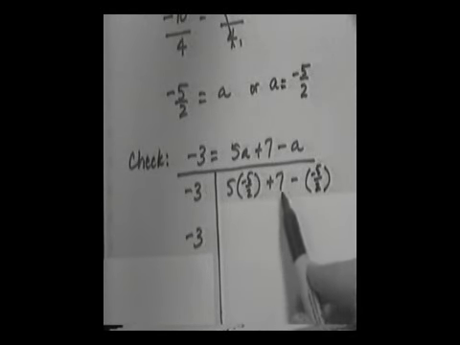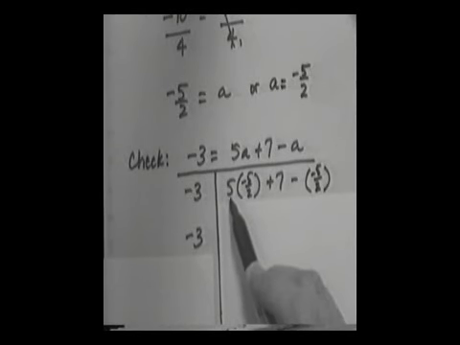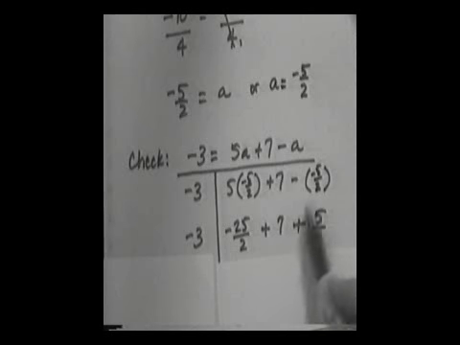The left-hand side is simply -3. For the right-hand side, we have multiply, add, and subtract. We multiply first. 5 times -5 over 2 is -25 over 2. Add 7. Then subtract -5/2 means add +5/2. On the left, we keep the -3.